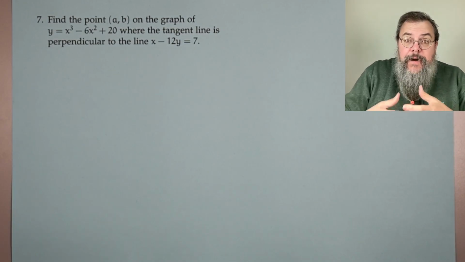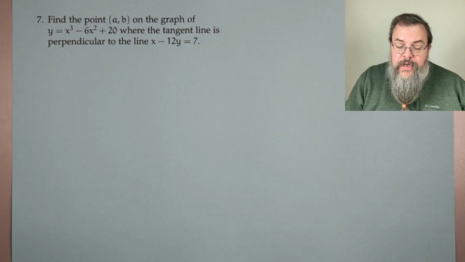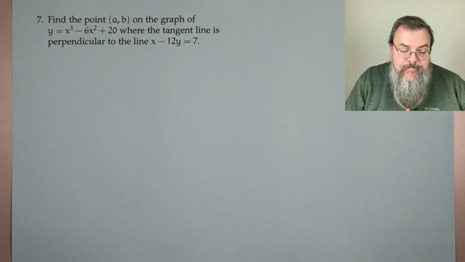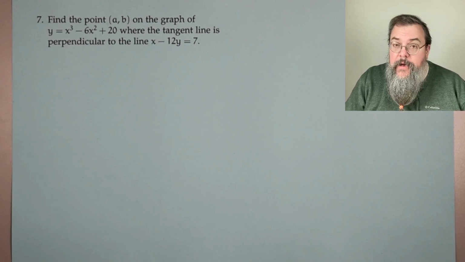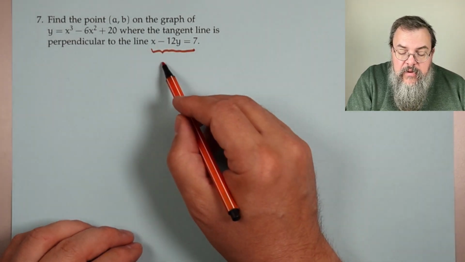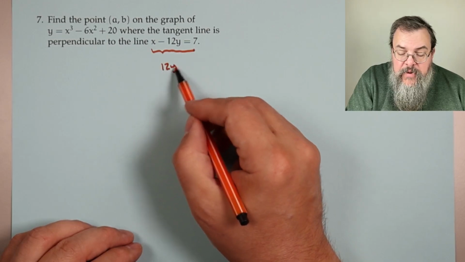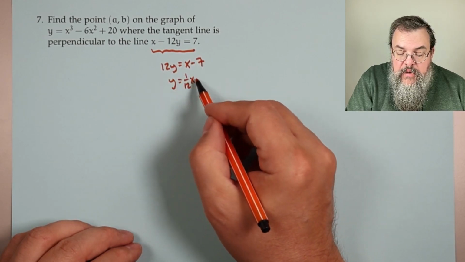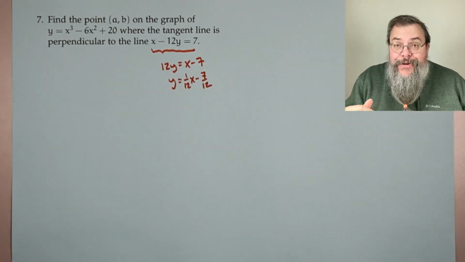Find the point a comma b, so we're looking for coordinates, on the graph of y equals x cubed minus 6x squared plus 20, where the tangent line is perpendicular to the line x minus 12y equals 7. Okay, so what do we have? Well, we have a curve and a line. Let's get a little bit into this line. So this says x minus 12y equals 7. And so we could rewrite this as 12y is equal to x minus 7, or y equals 1/12 x minus 7/12.